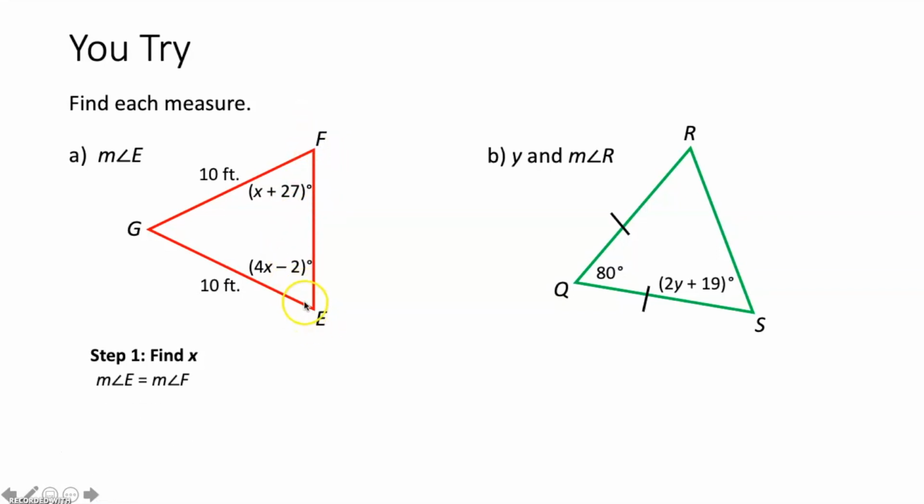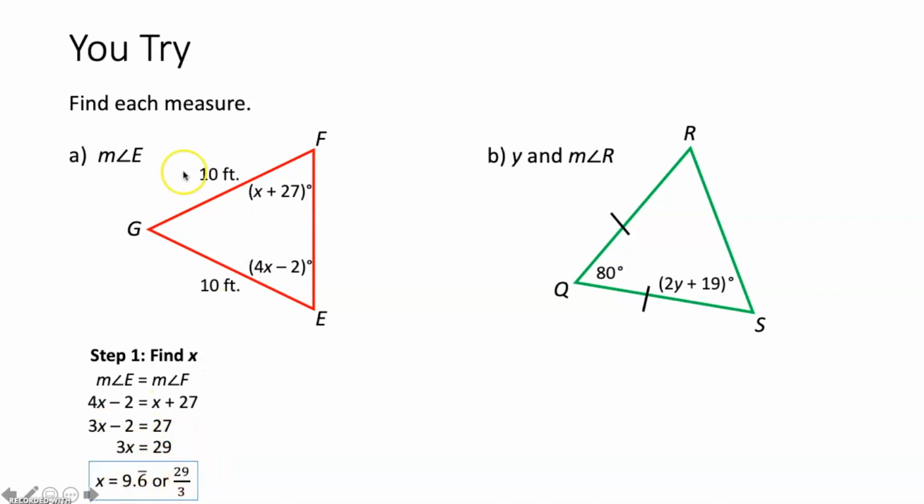So then I substitute in what I know those are equal to. The measure of angle E is 4x minus 2. That goes in here. The measure of angle F is x plus 27. That goes in here. I then solve for x by subtracting x on both sides, adding 2 to both sides, and then dividing both sides by 3. And I get x is equal to 9.6 repeating, or 29 thirds.